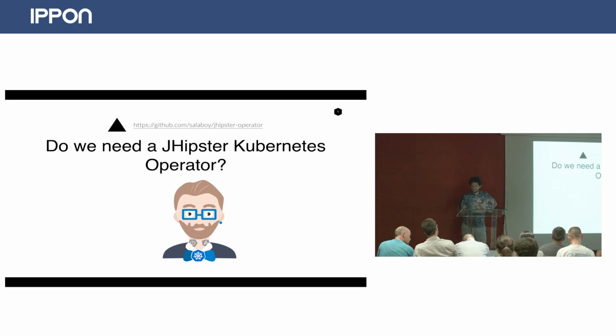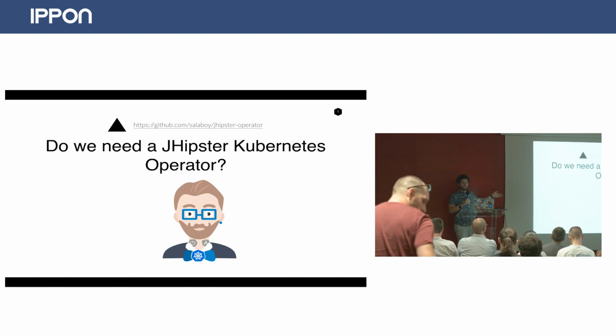The title of the presentation is Do we need a JHipster Kubernetes operator? And I would like to start by asking who is using Kubernetes today, with JHipster or without JHipster? Okay, that's good. It's late already.